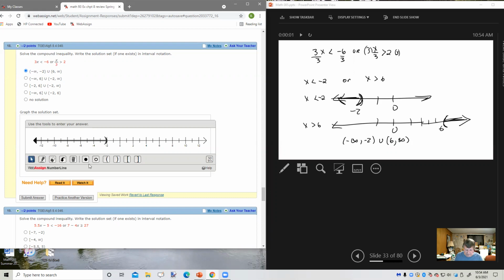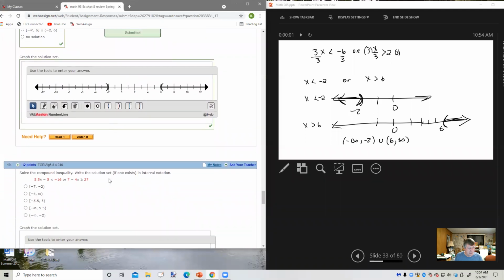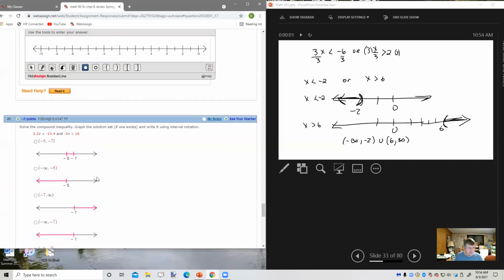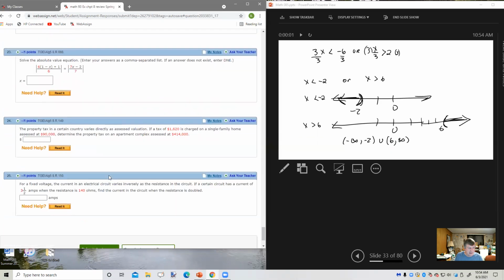Arrow going that way. And then parentheses at 6 with an arrow going that way. And there we go. All right, let's see. We've done one of those. We've done one of those. Let's take a look at some absolute value problems.